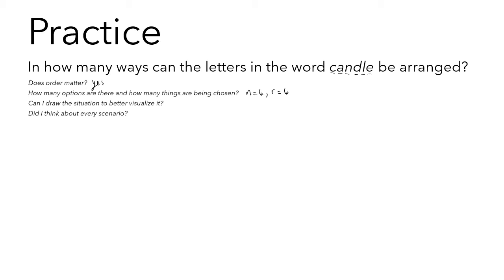Can I draw the situation and better visualize it? I don't really need to because it's just a word. Did I think about every scenario? I'm going to cover that when I get to the end. So here we're going to have 6 choose 6 in terms of a permutation. You can put this expression into your calculator and it will calculate the answer for you. And so when you do that, you get 720 ways of arranging the letters in the word candle. Did we think about every scenario? We're good to go. 720 ways is our answer.